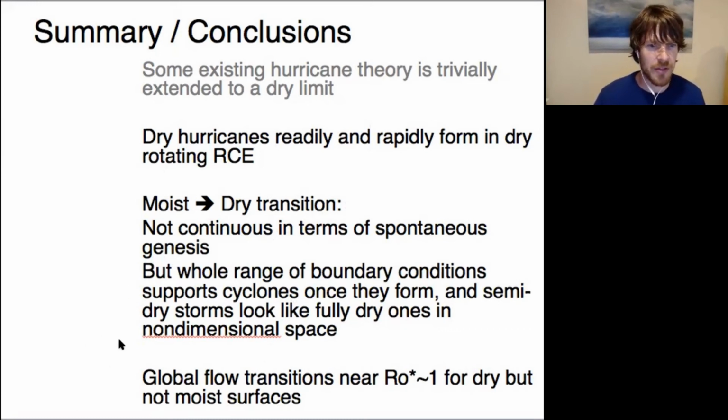And finally, from this rotation rate suite of simulations, there appear to be some interesting global flow transitions near convective Rossby number 1 for dry, but not for moist surfaces. We're still working on investigating that.